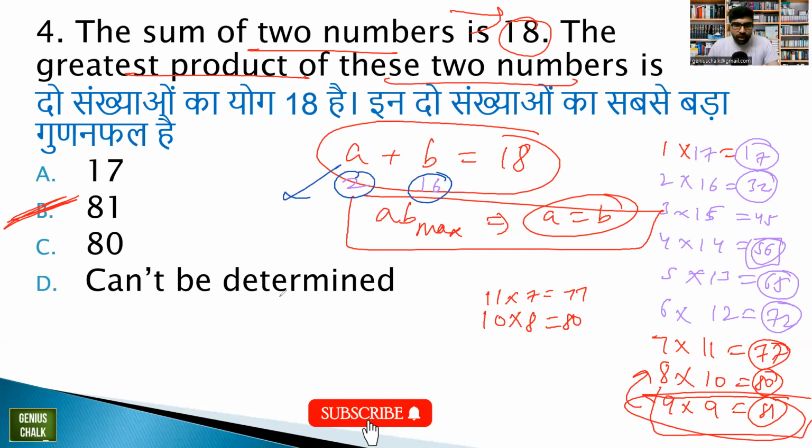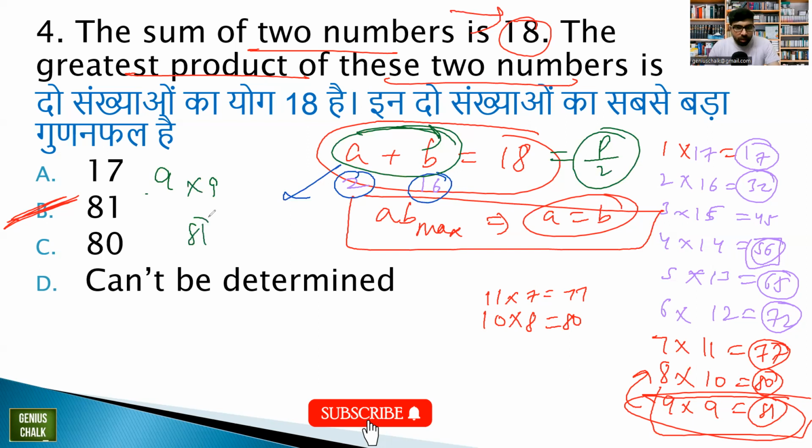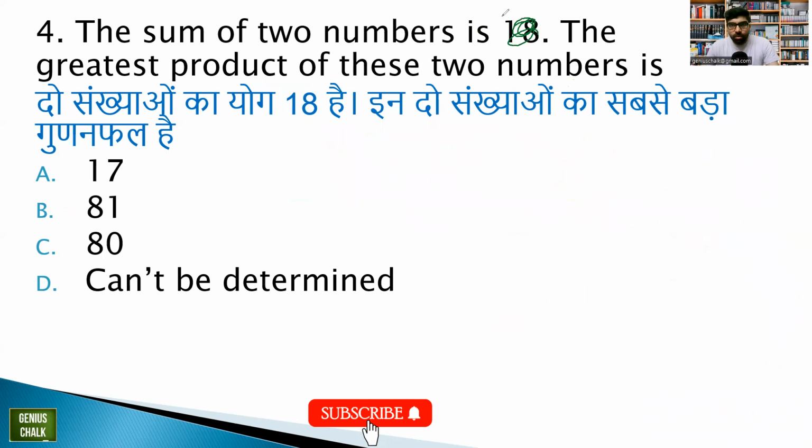So I have to put here A also as 9, and always remember that the value which you will be putting is half of the sum. So that is 9 and 9, that is my answer. Let's say the question is the sum of the two numbers is 24, then what is the maximum product? What is half of 24? 12. 12 into 12, 144.